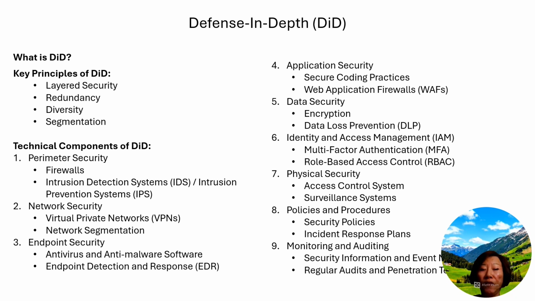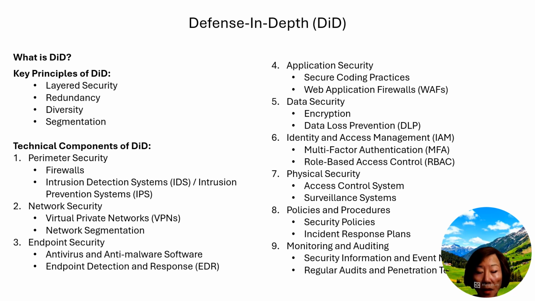Network security, VPNs. VPNs are used everywhere for quite some time. They are used to secure remote access to the network by encrypting data transmissions. Network segmentation, we just talked a little bit about that. This divides the network into smaller isolated segments to limit access and reduce the attack surface.